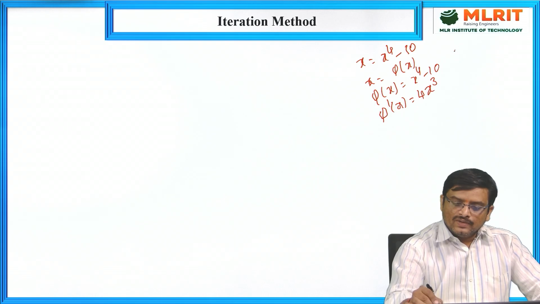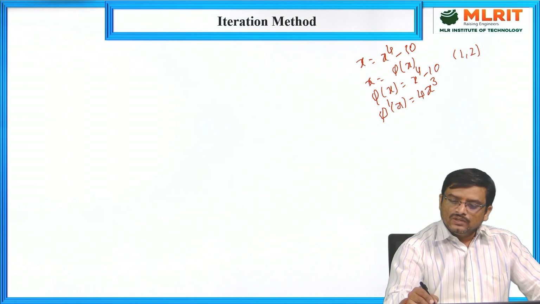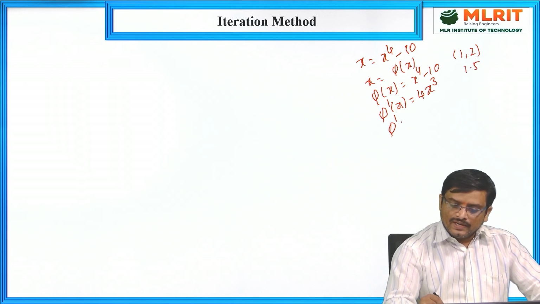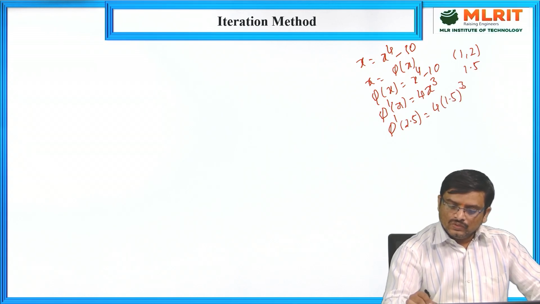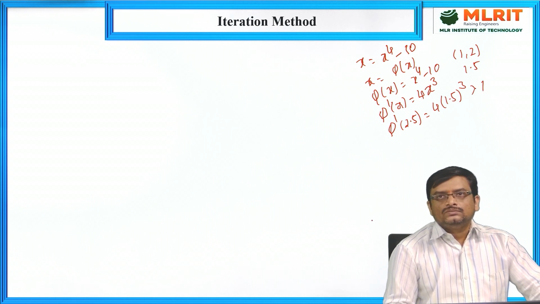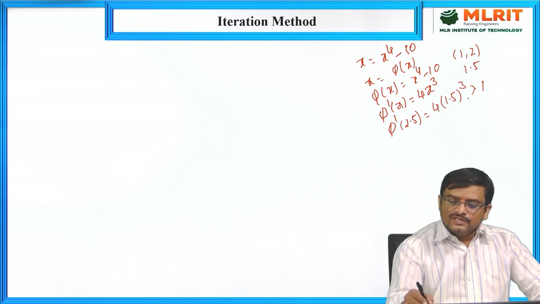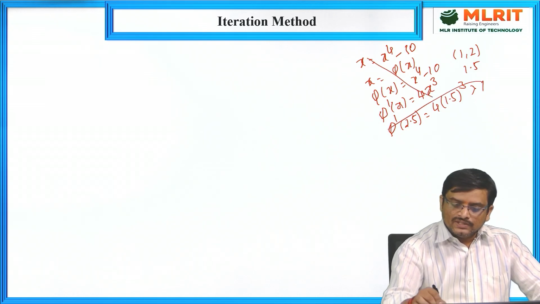Now take the interval 1 comma 2. You can take any value in this. Suppose you take 1.5, you substitute that 1.5 here. Phi dash of 1.5 is equal to 4 into (1.5) whole cube. So definitely this value is greater than 1. So at 1.5 the condition is not satisfied, so we should not consider this form.